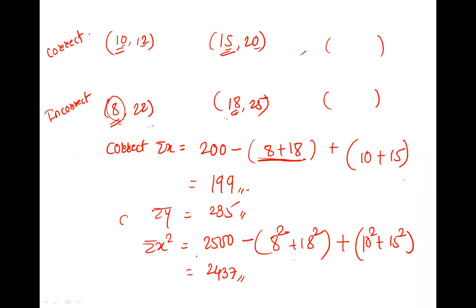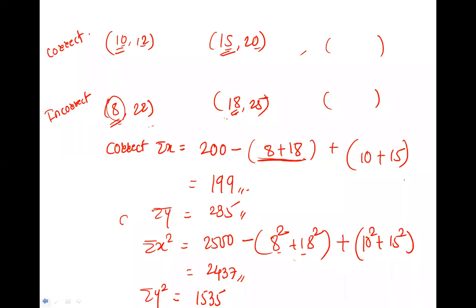Correct summation for that. You just add the sum of the squares of incorrect and then the sum of the squares of correct. Then it will be 2437. And then correct summation y square accordingly, it will be 1535. Is this the correct one?